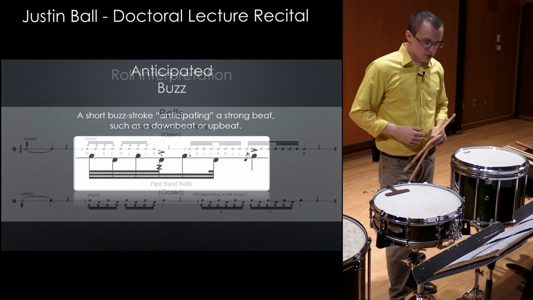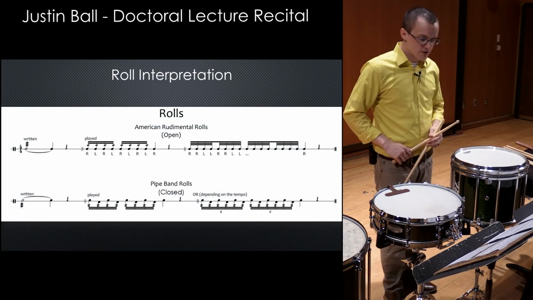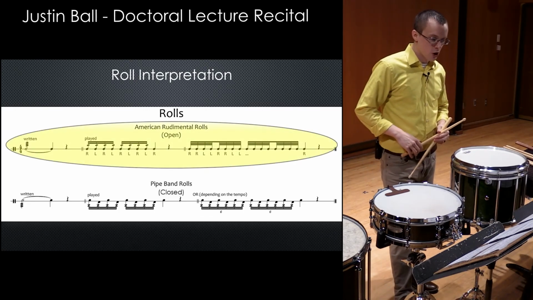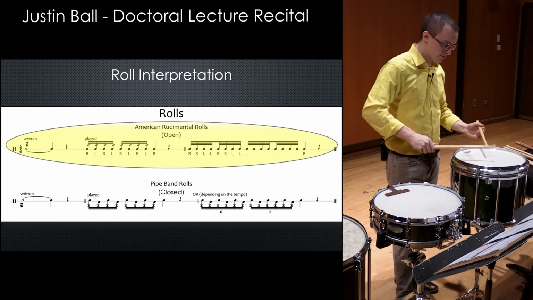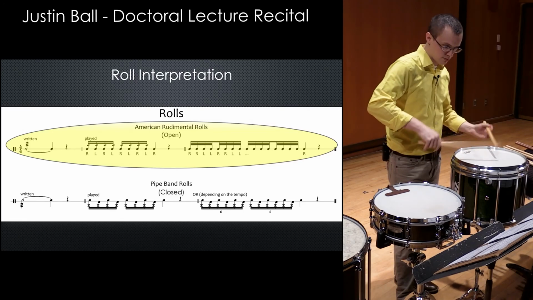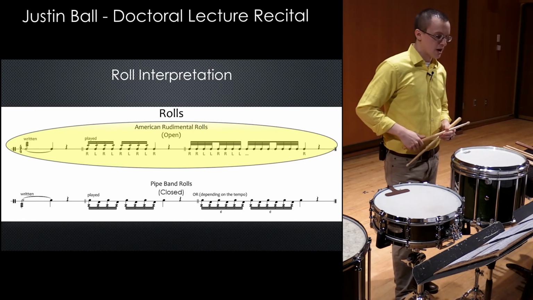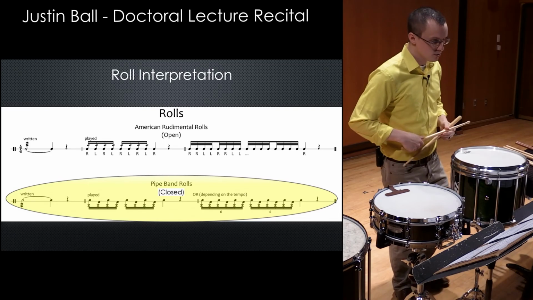The approach to rolls is very different. Whereas the American rudimental style utilizes open or double stroke roll rudiments, the Scottish style implements exclusively closed or buzz rolls.